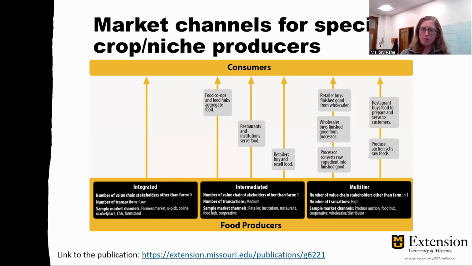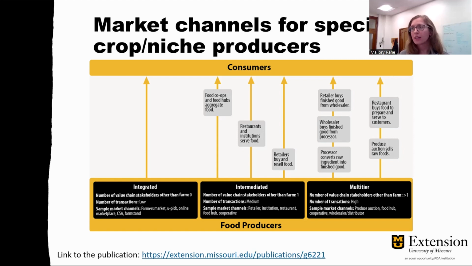So, first of all, market channels. There's a lot of different ways that food producers could be reaching consumers. In this initial area, we think about these as direct marketing. So this is a farmer's market, you-pick, an online marketplace, a CSA, or a farm stand. There is no one in between the producer and the consumer. That means the producer can capture the full selling price. They're also responsible for generating that market, finding that market, attracting that market, interacting with that market.